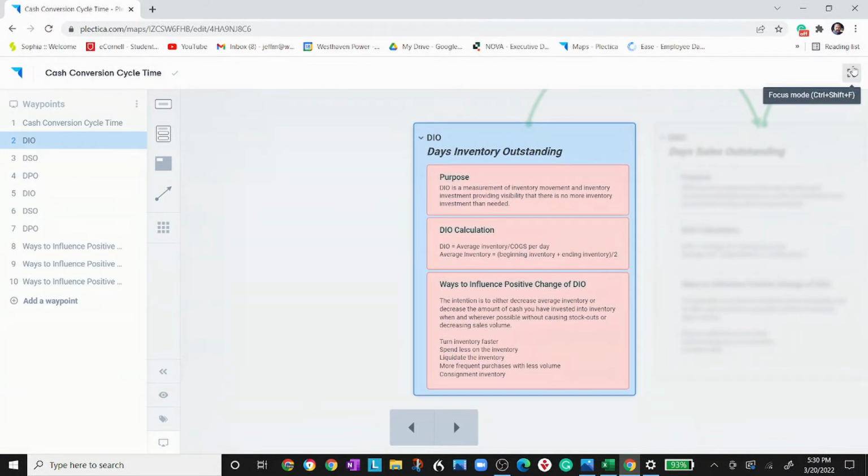Days inventory outstanding is a measurement of inventory movement and inventory investment, providing visibility that there is no more inventory investment than needed. This calculation is average inventory divided by cost of goods sold per day.